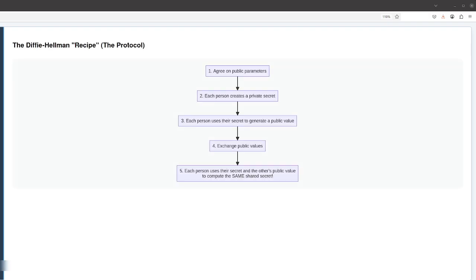The Diffie-Hellman recipe. The Diffie-Hellman protocol itself is a brilliant, 5-step recipe that is independent of the math used. First, Alice and Bob agree on some public parameters. Second, they each generate their own private secret number. Third, they use the public parameters and their private secret to create a public value. Fourth, they exchange these public values. Finally, they each use their own private secret and the public value they received from the other person to compute a final, shared secret. This 5-step process is the recipe we will follow for both our classic and modern examples.